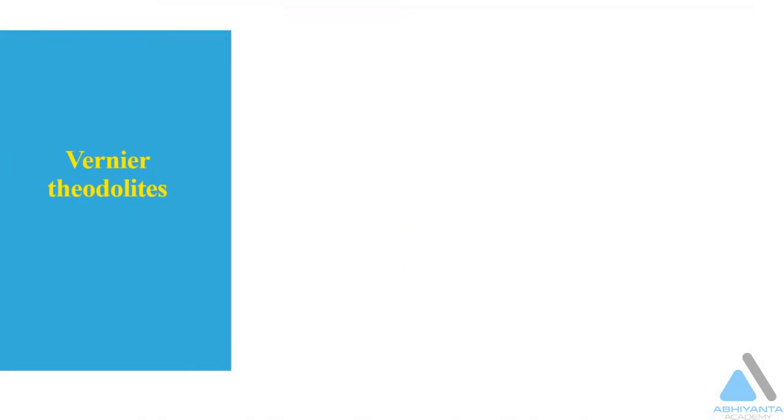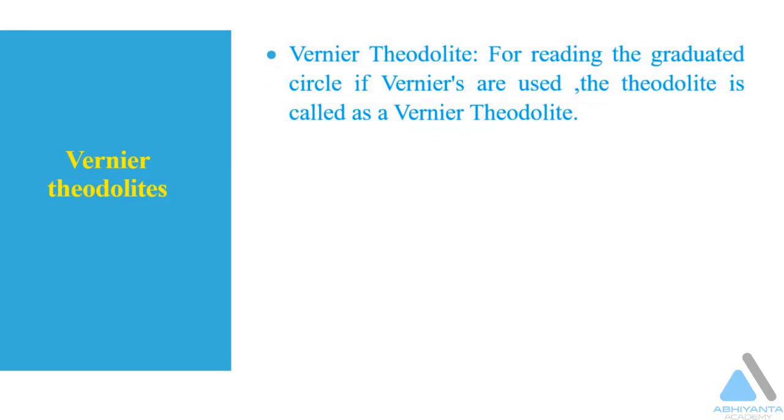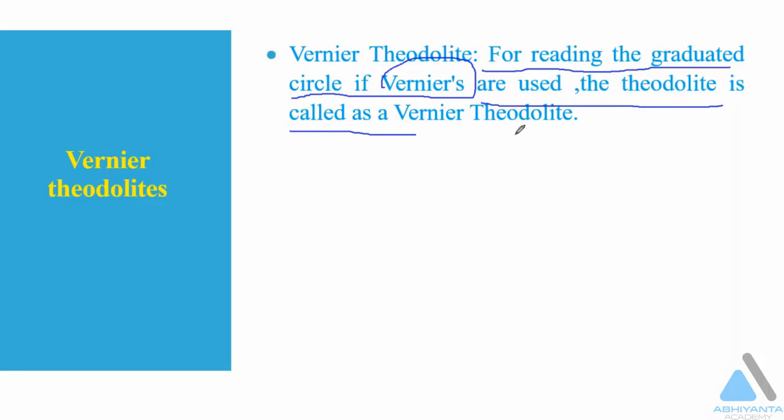Now let's understand two more types of theodolites. That is Vernier Theodolites and Micrometer Theodolites. Let's understand the Vernier Theodolites first. For reading the graduated circle, if Vernier scales are used, the theodolite is known as the Vernier Theodolite.